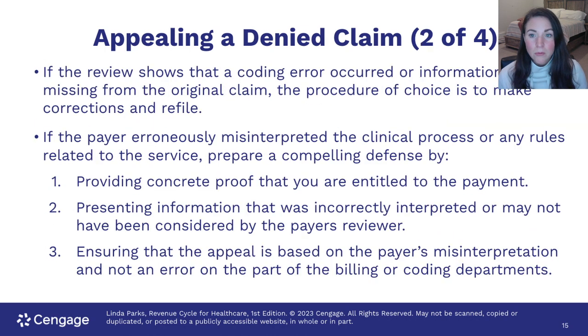If you find that there was a coding error or something missing, you would just make the corrections and refile the claim. If the payer misinterpreted the clinical process or any of the coding guidelines or rules, then you would prepare your defense. You would do that by providing proof that you are entitled to the payment, presenting information that was incorrectly interpreted or may not have been considered by the payer's reviewer, and then ensuring that the appeal is based on the payer's misinterpretation and not on an error on the part of the billing or coding departments.